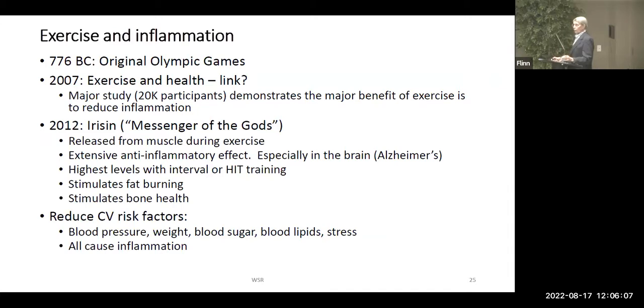So exercise has always been recognized as a good thing. Everybody knows it helps, makes you feel better. But it was institutionalized in 776 BC with the original Olympic Games. But it wasn't until 2007 that there was an explanation for how exercise is really healthy. And that study, which was a study of 20,000 people, demonstrated that the major benefit of exercise was to reduce inflammation.